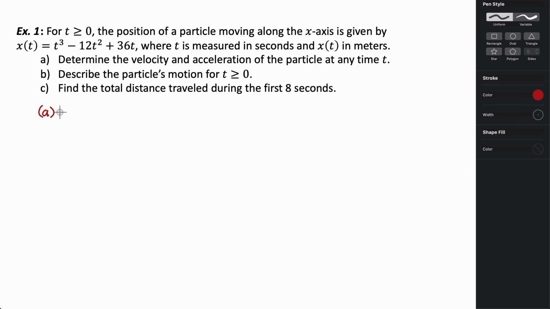Okay, so part A. First, let's go ahead and find the velocity function, which is just the derivative of, in this case they use x, the position function.